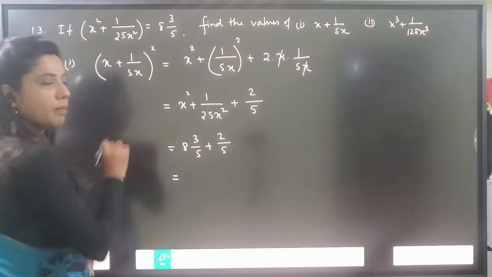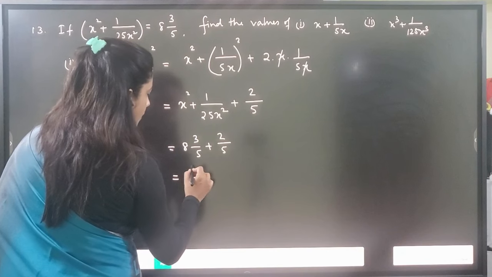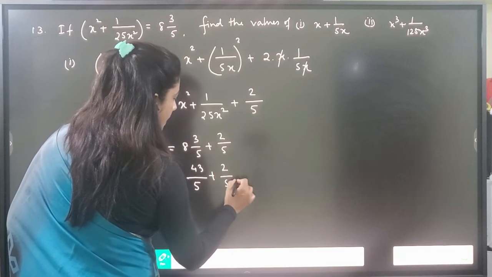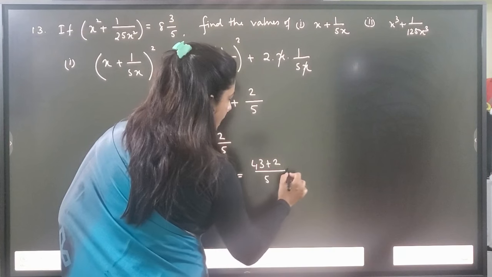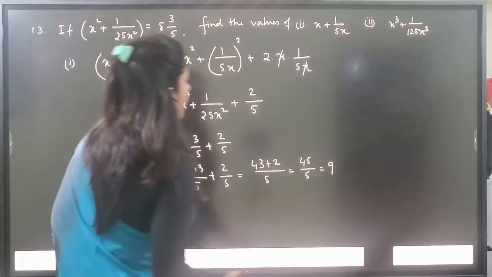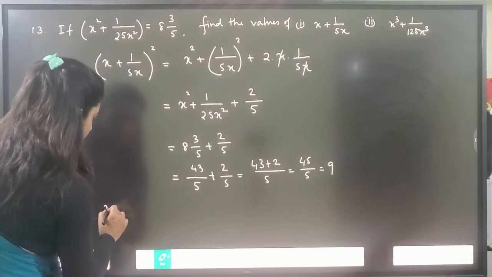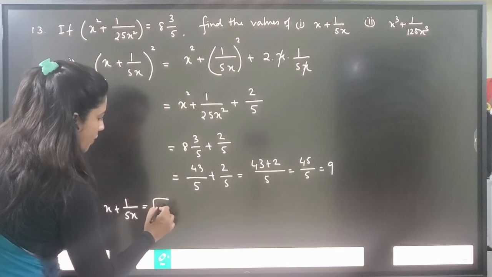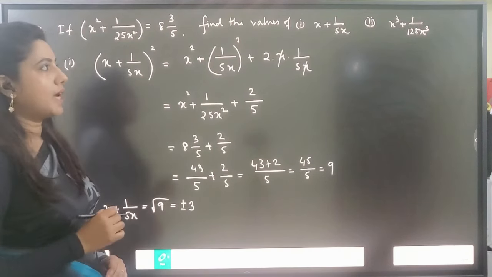Let us convert this mixed fraction into an improper fraction. 5 into 8, 40, 40 plus 3, 43, plus 2 by 5. So here I get 43 plus 2 upon 5, that is 45 upon 5, so that is 9. So x plus 1 upon 5x whole square is 9. Therefore, taking the square root, x plus 1 upon 5x will be square root of 9. That will give us plus minus 3. So the first answer we got.